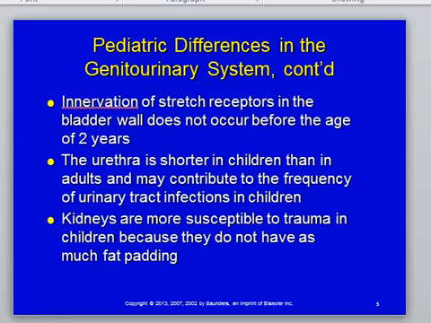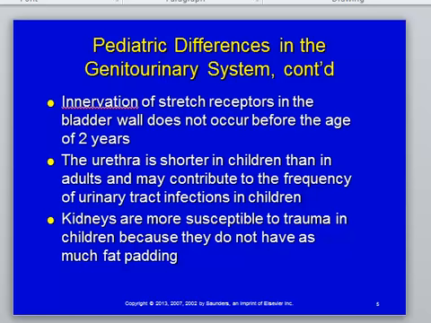The innervation of the stretch receptors in the bladder wall does not occur before the age of 2. So that gives you an idea that when that has matured, you're going to have that child feel that sense of fullness. And before that, they won't.